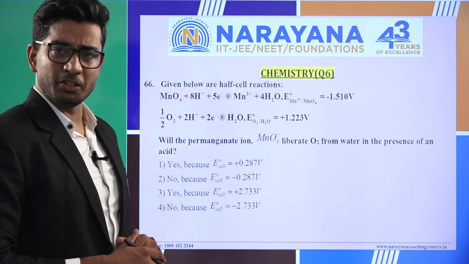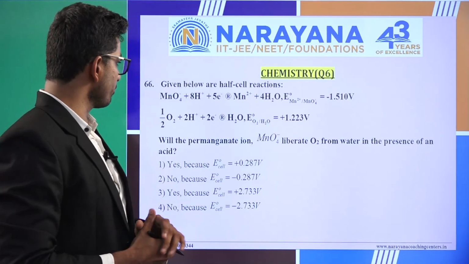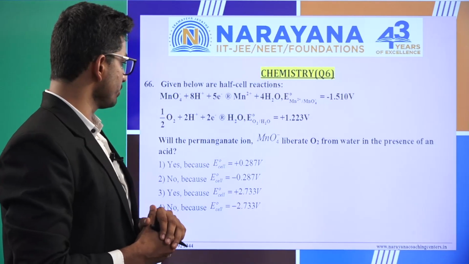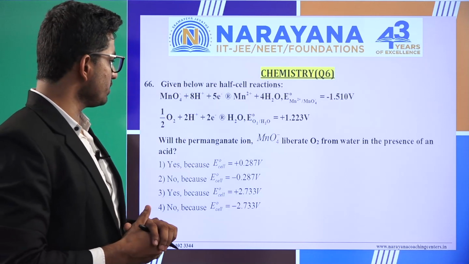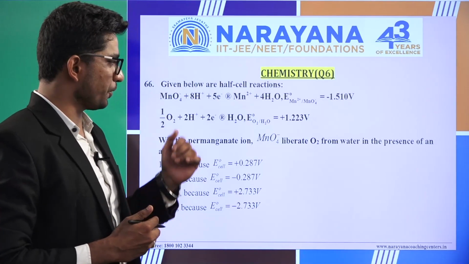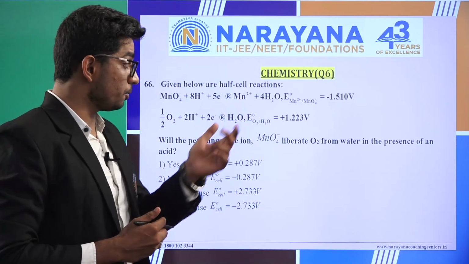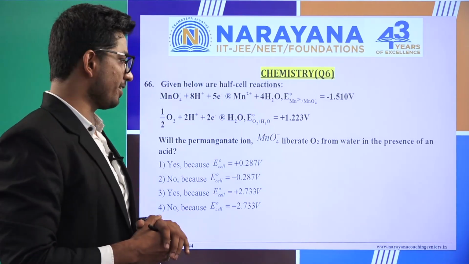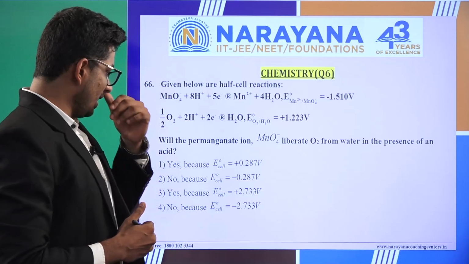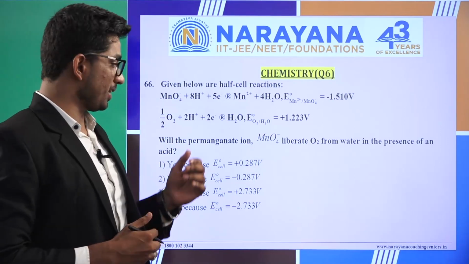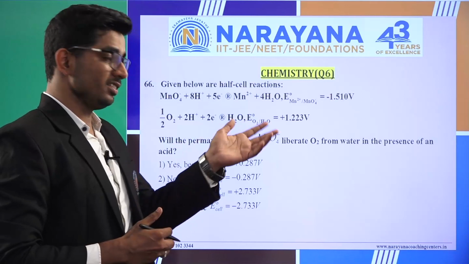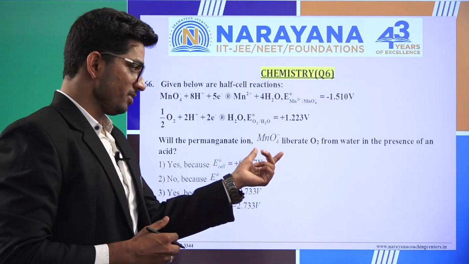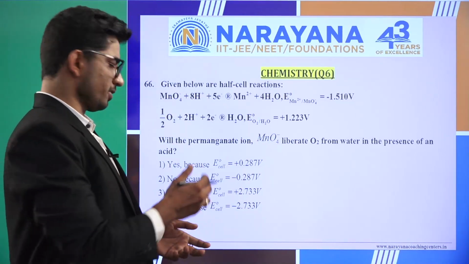Okay, so let's continue our discussion. Here we have question number 66. Given below are two half cell reactions. First is MnO4 minus plus 8H plus plus 5 electrons gives Mn2 plus plus 4 H2O, and the corresponding standard potential is given. Next is half O2 plus 2H plus plus 2 electrons gives water, and again the potential is given. Will the permanganate ion MnO4 minus liberate O2 from water in the presence of an acid?